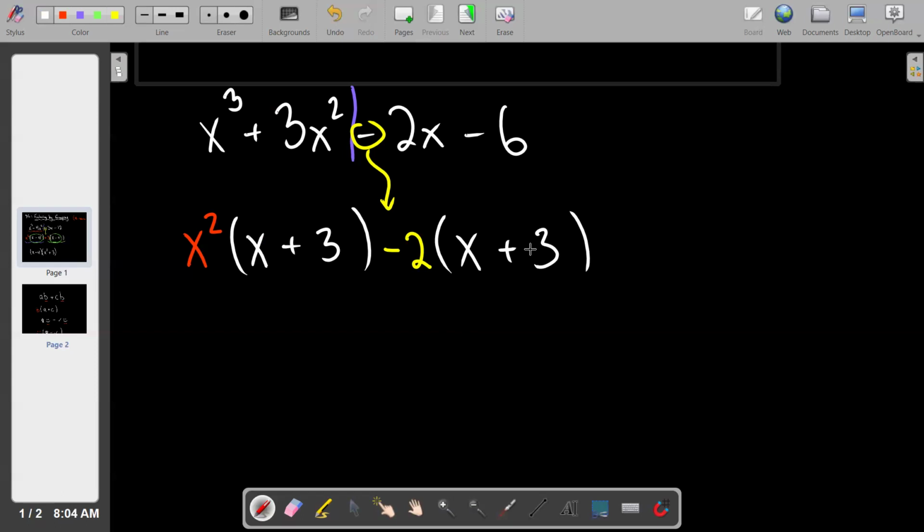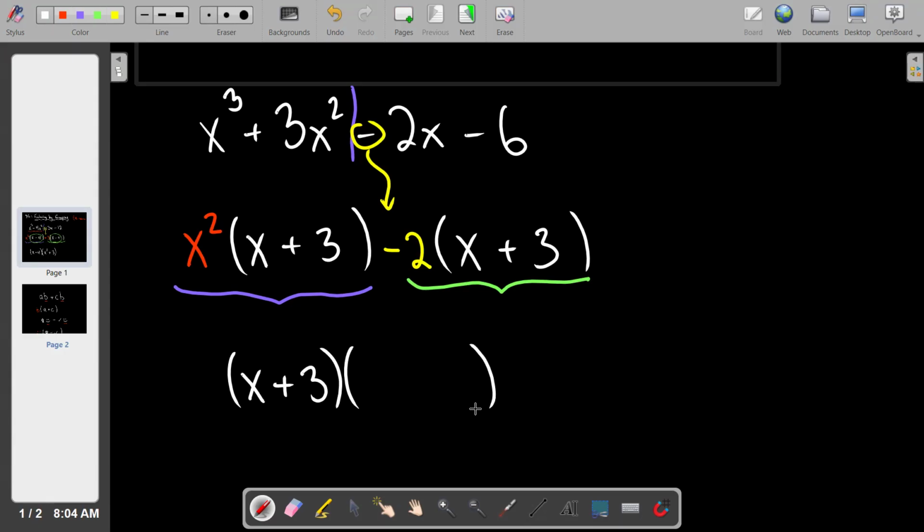And again, we note that there's a commonality. We note that this term, and I'm using this word on purpose, what I'm underlining in purple, and I'm being very deliberate with my pen, that thing is called a term. It has multiple parts, but multiplicative parts can make a term. Terms are separated by pluses and minuses. So we would all agree that the purple term and the green term have something in common. What is it? The x plus 3. So we're going to pull it out to the front, leaving us with the leftovers, which are the red and yellow, meaning x squared minus 2.